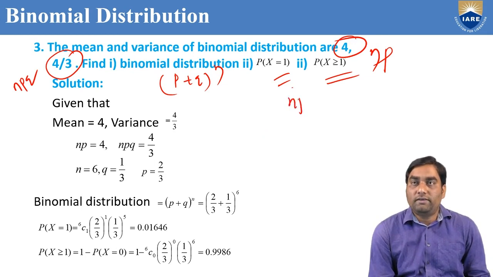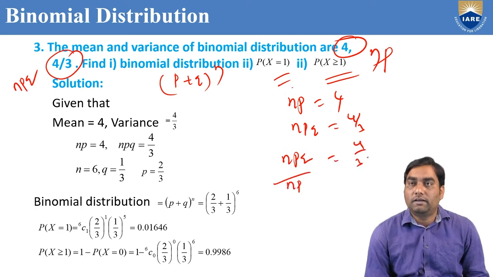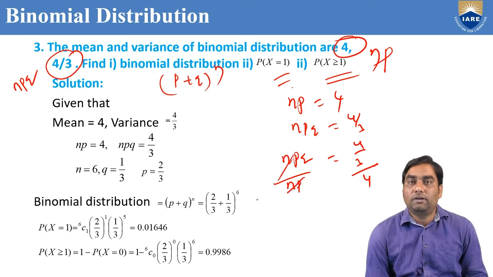What values are given? First we need to write np equal to 4, npq equal to 4 by 3. You divide npq by np. If you do 4 by 3 by 4, how much? 4 by 3 by 4. If you simplify, we'll get the q value. Q equal to 1 by 3.